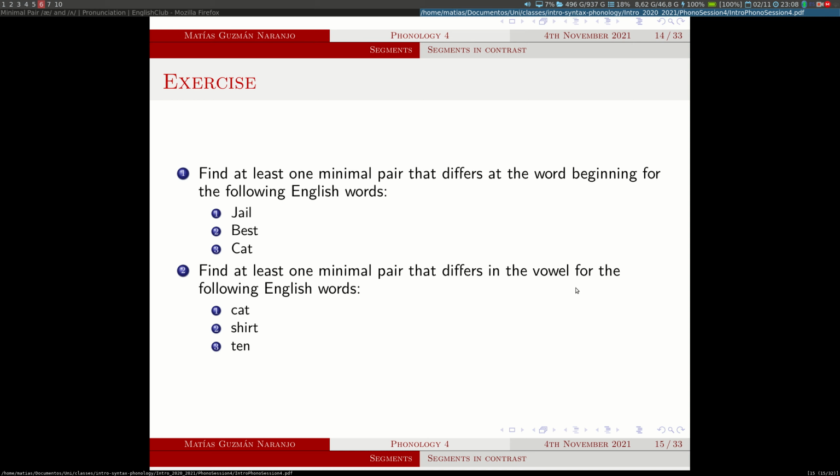So a quick exercise, you should really try to do this, because this will be a question in the exam. Here are some words in English, and try to figure out some minimal pairs for this, and try to do this for the beginning of the word, and here anywhere you want is fine. So here are some possible solutions. For jail you have mail, for best you have test, for cat you have fat. Here with the vowel you have cat versus cut, shirt versus short, ten versus tan. And beware that those are my Spanish vowels, so the actual English pronunciation is different.